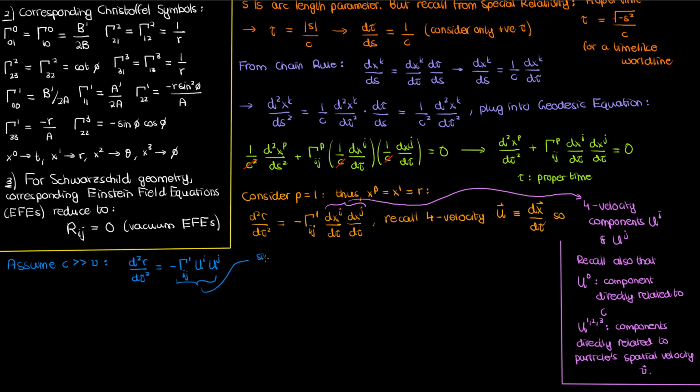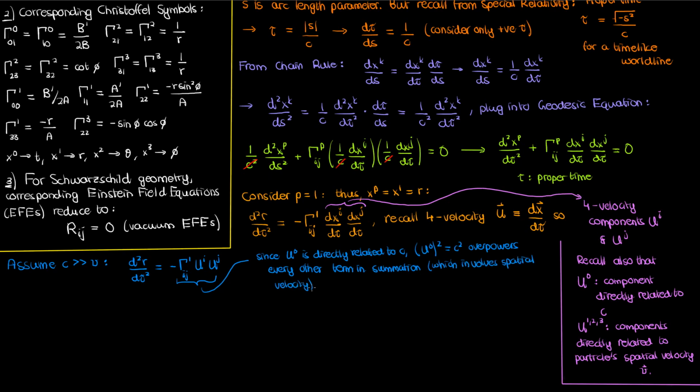So that means on the right-hand side, the dominant term in the summation of the 4 velocity components over i and j is u super 0 whole squared. Because the spatial velocity of the particle is so small, every other term involving the components u super 1, 2, or 3 vanishes in comparison to u super 0 whole squared. That means the only Christoffel symbol we need to worry about for our radial acceleration on the left is gamma super 1 sub 0, 0.